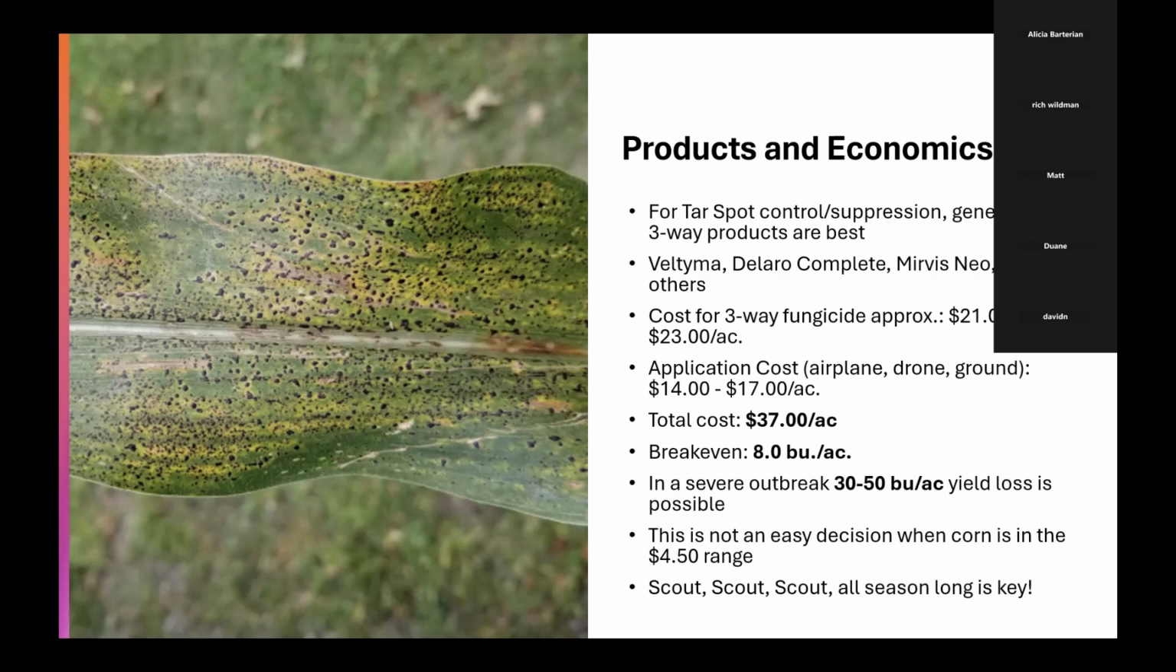You need about 8 bushels. That number should be burnt into your head. You need about 8 bushels to break even on this deal. And that's a pretty big number to get. Except if we have severe tar spot, it can be 30 to 50 bushels per acre.